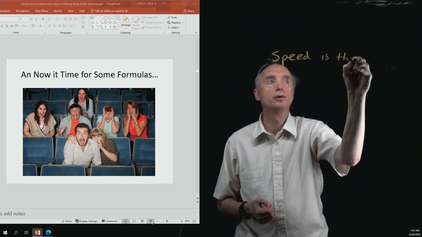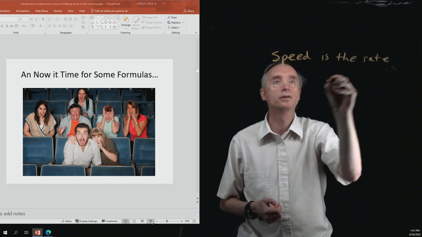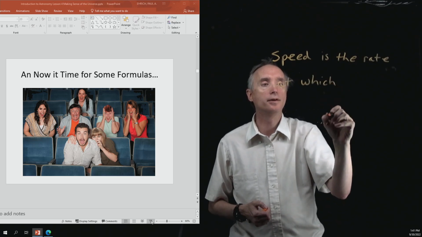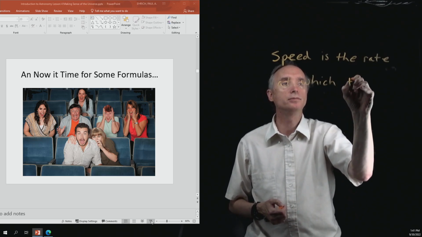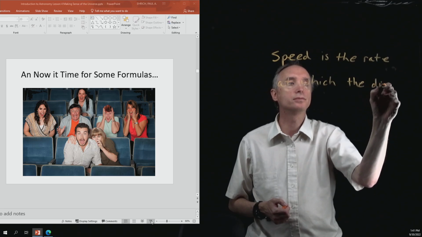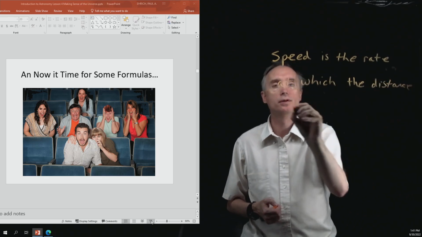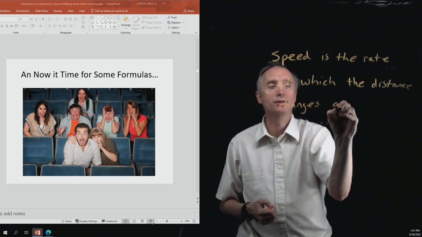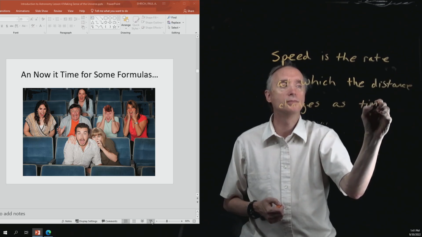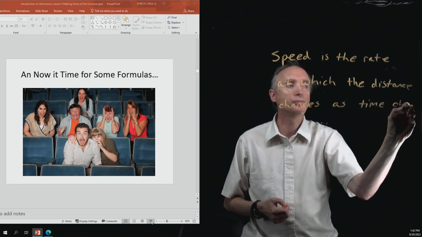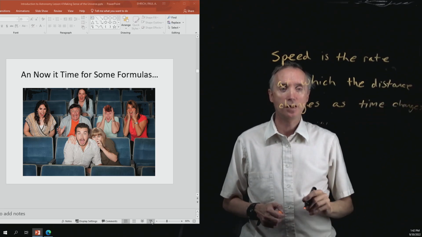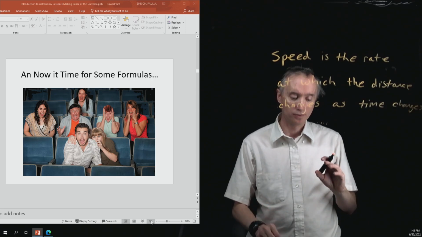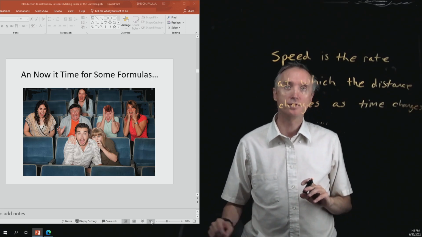is the rate at which the distance changes as time changes. Now, how would you like to have to write that down over and over and over again? Okay, so let's see if we can simplify this a little bit.